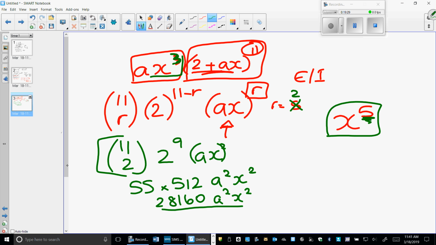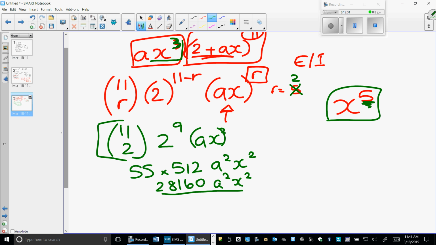Then what we're doing is multiplying that by ax cubed. So we've now got ax cubed multiplied by 28160 a squared x squared. And we know that that's equal to 1180.